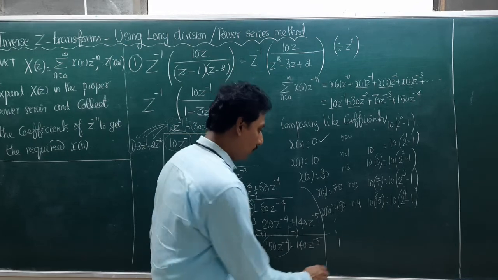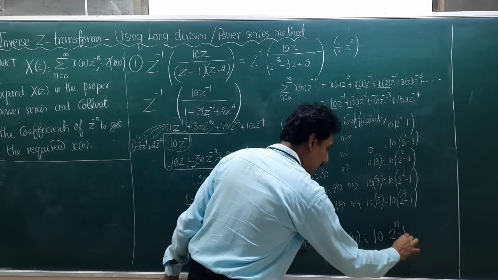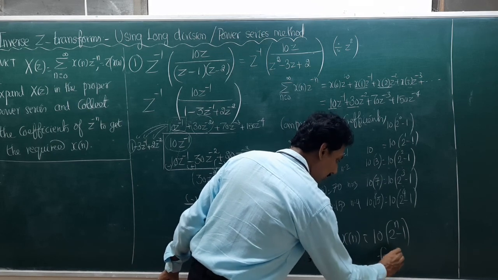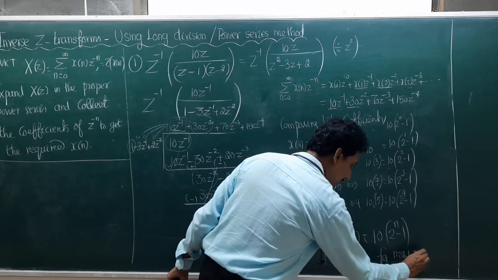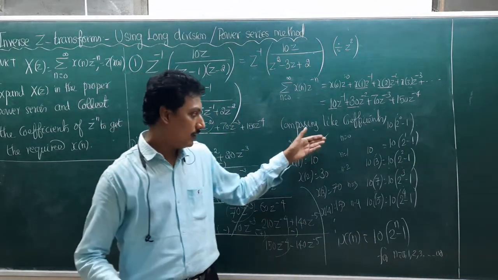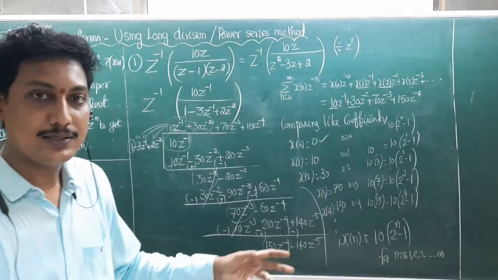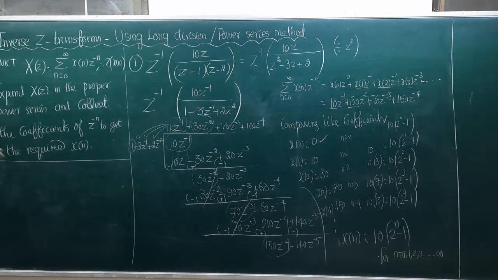So in general, what about x of n? Can you guess? It is 10 times 2 to the power n minus 1, for n equal to 0, 1, 2, 3, etc. If you substitute n equal to 0, 1, 2, 3, you will get the same coefficients 0, 10, 30, 70, 150, etc. So that is the idea behind this method.